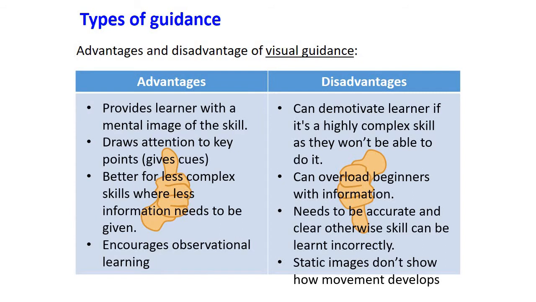And finally, static images don't always show how movement develops. So with pictures, how do they get from picture A to picture B? Pictures aren't always great for people to understand.